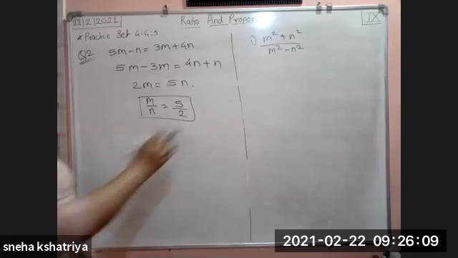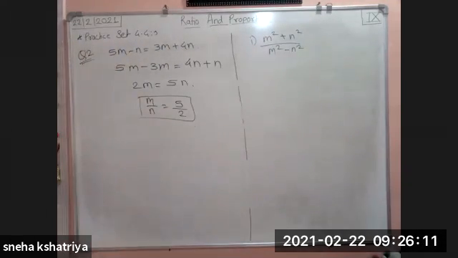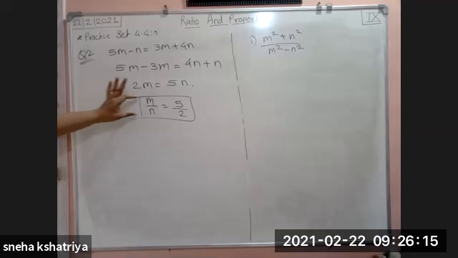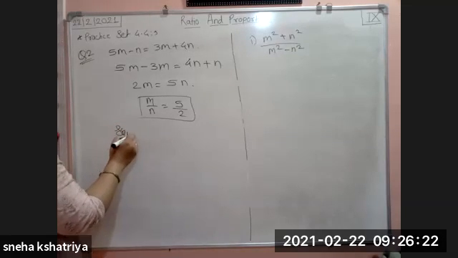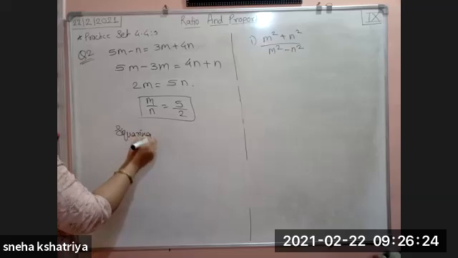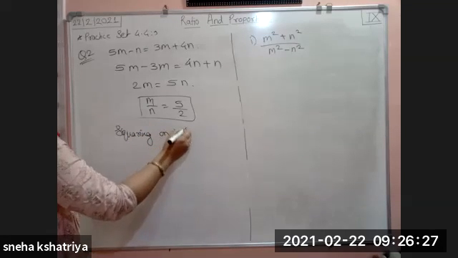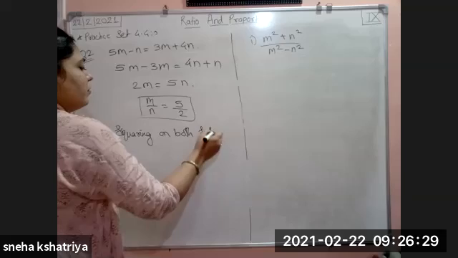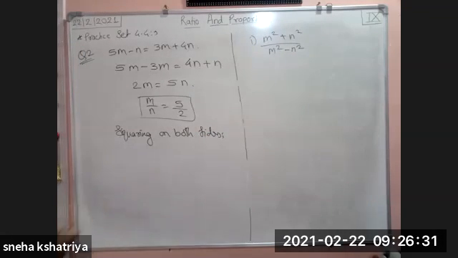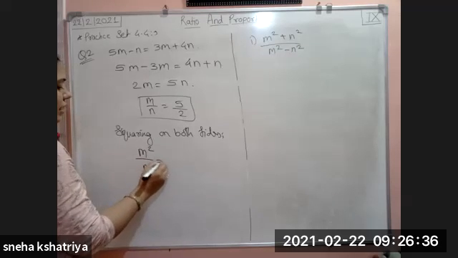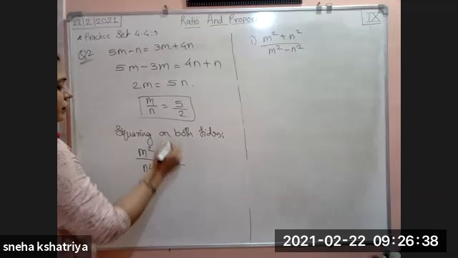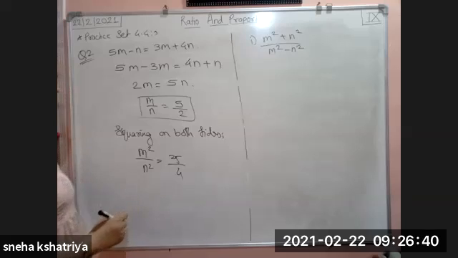Now what we have to find? We have to find m square plus n square upon m square minus n square. So this is single m upon n, we need the square term. So we have to do squaring on both the sides. What we will get? M square divided by n square equals 5 square, which is 25, upon 2 square, which is 4.